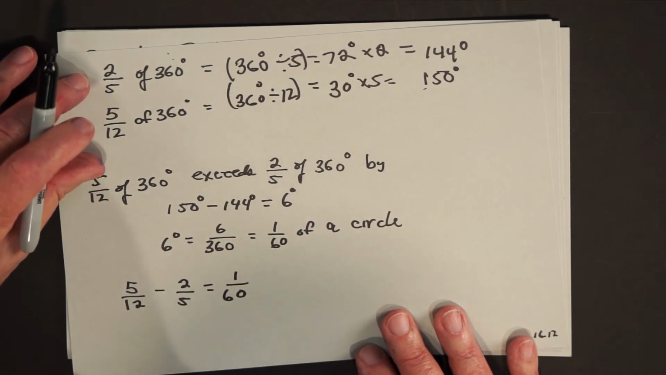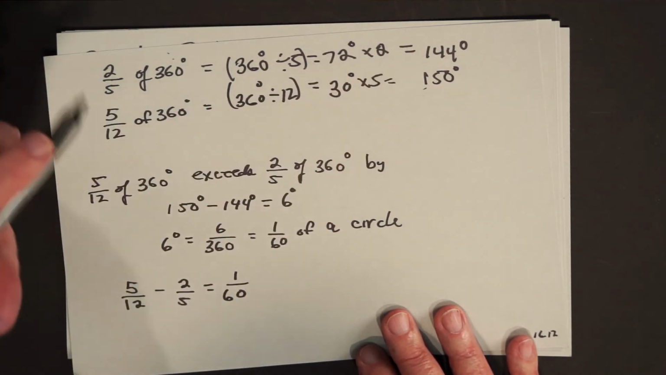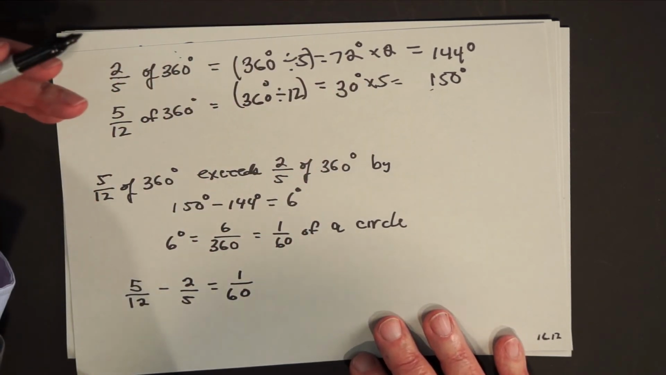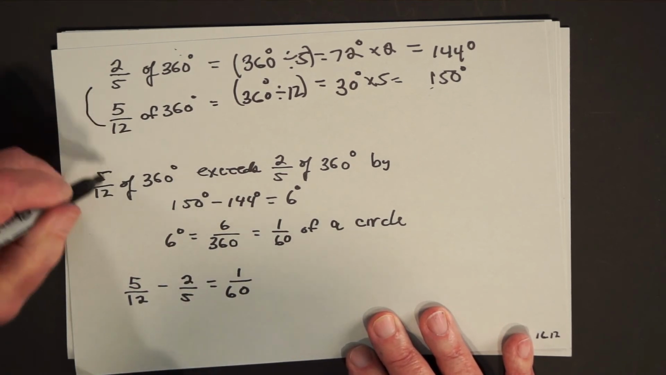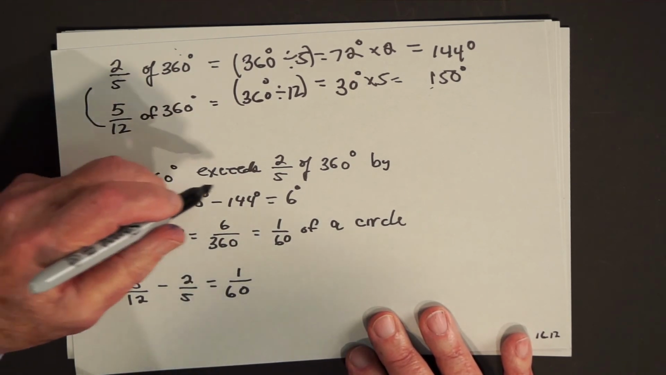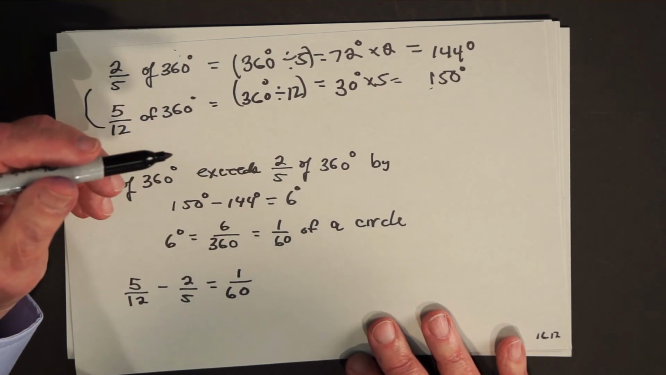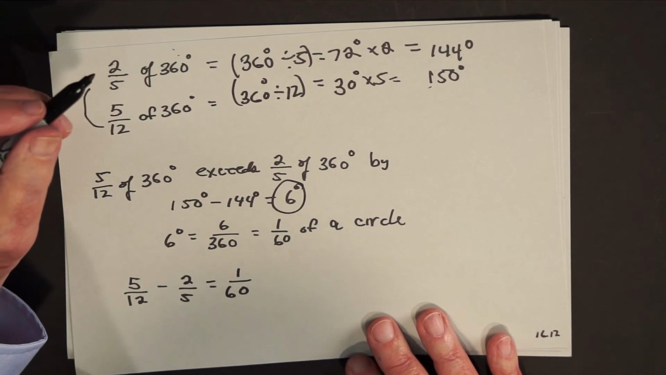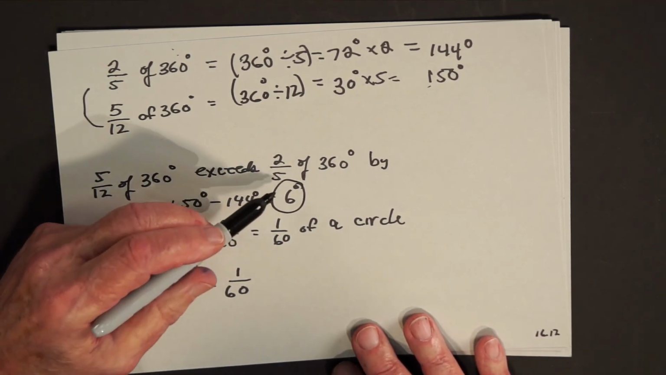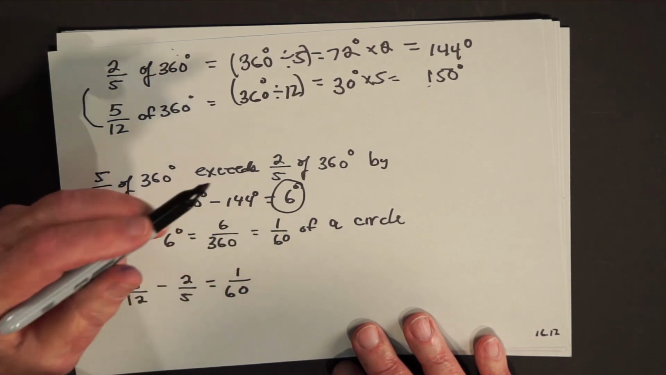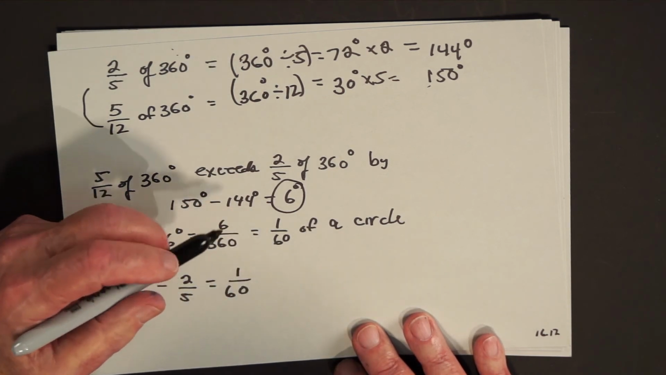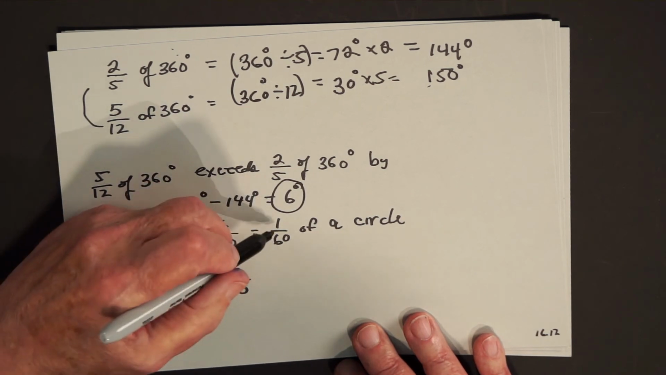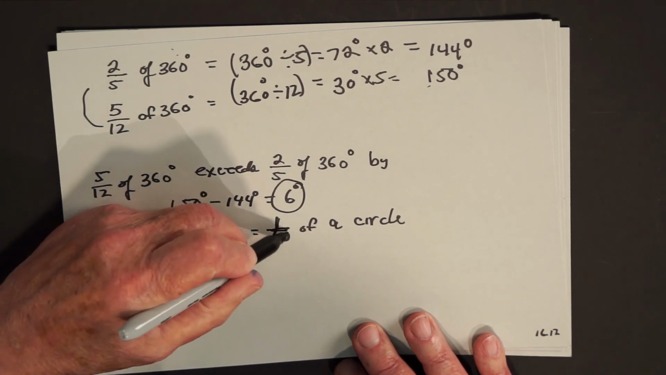Notice that this fraction problem has now been reduced to an equivalent whole number problem. I look at this and I know that 150 degrees is bigger than 144 degrees. So therefore 5/12 of 360 degrees exceeds 2/5 of 360 degrees. Not only is it bigger, but I know that it exceeds it by 6 degrees. And if I want the noun to be circles again, 6 degrees is 6 of what it takes 360 to make the whole circle. 6 goes into 360 60 times, so it's 1/60th of a circle.